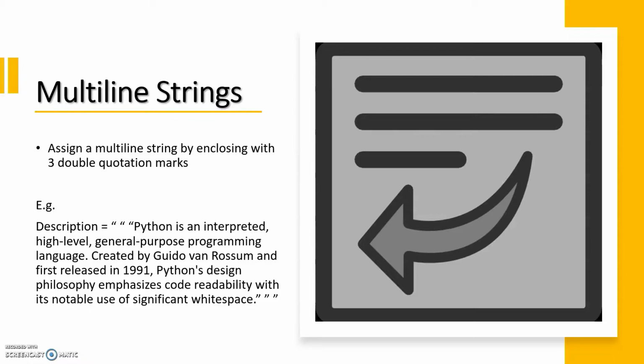In Python, multiline strings are used for multiple lines of strings or paragraphs that you want to create with strings. And in Python, you can assign a multiline string by enclosing it with 3 double quotation marks, like the example we see here. However, let's actually get into the launcher and do it ourselves, shall we?